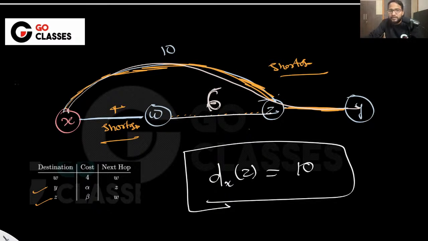Now can it be 7? My question was, can it be 7? If you put the 7 here, then if you want to go from x to z, they are saying you go via w, then you will not be going via w, you must be going directly. So that's why it cannot be 7 also. It must be exactly equal to 6.